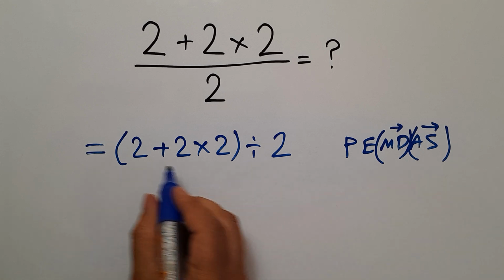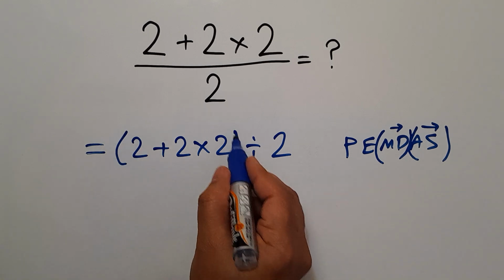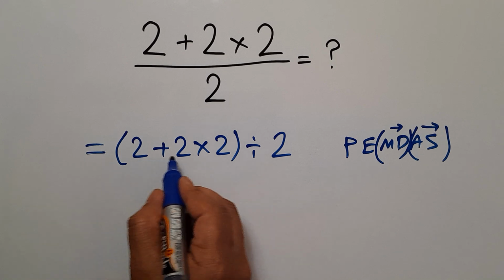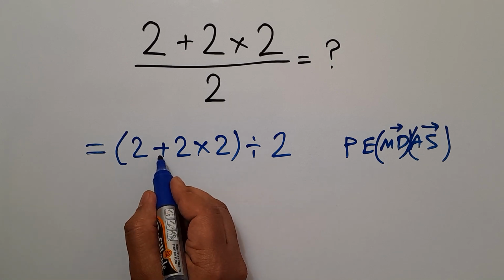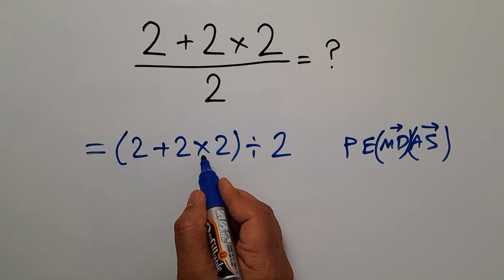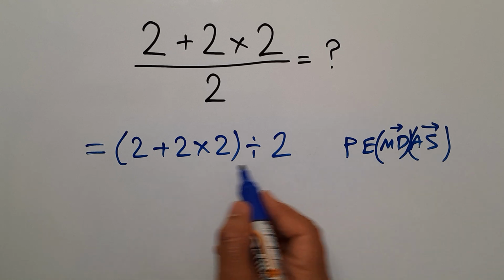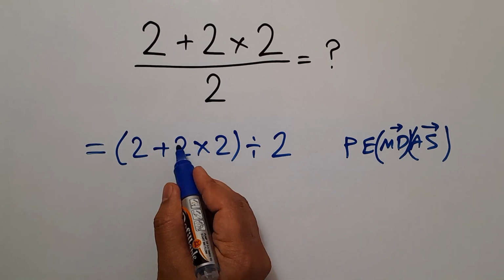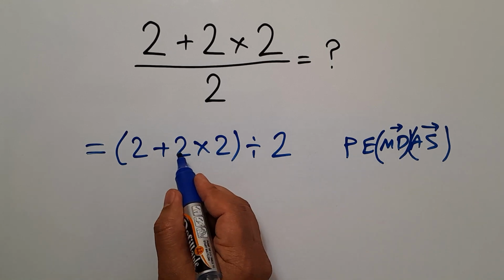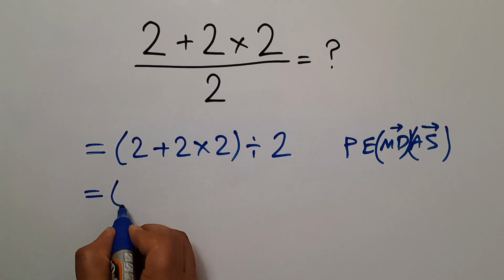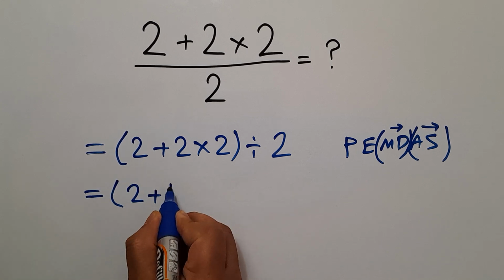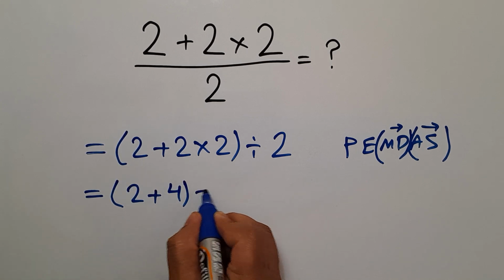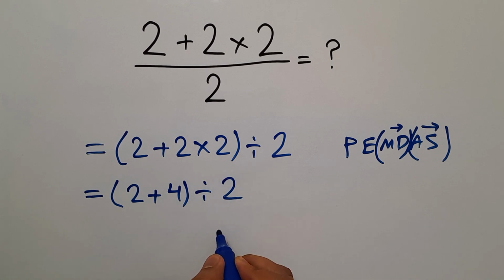Okay? Here we have these parentheses. So inside these parentheses we have one addition and one multiplication. According to PEMDAS, first we do 2 times 2, which equals 4. So 2 plus 4 in parentheses, divided by 2.